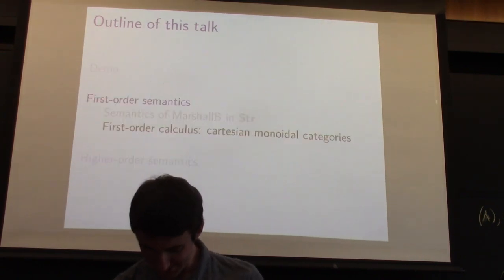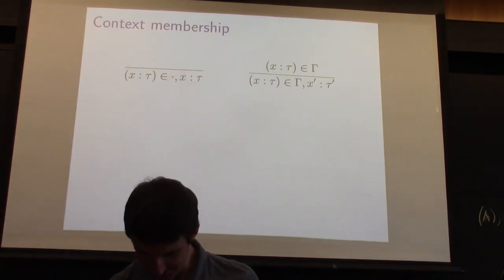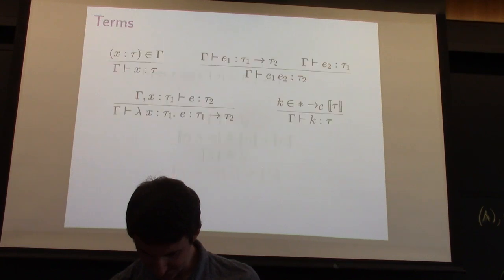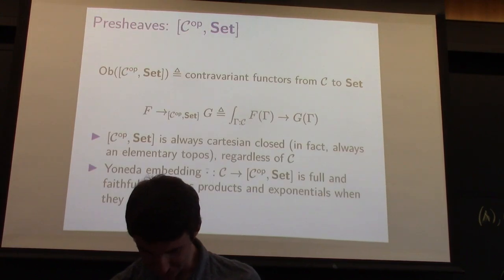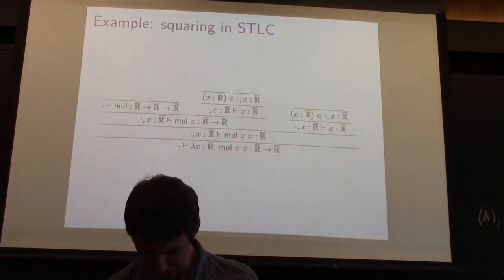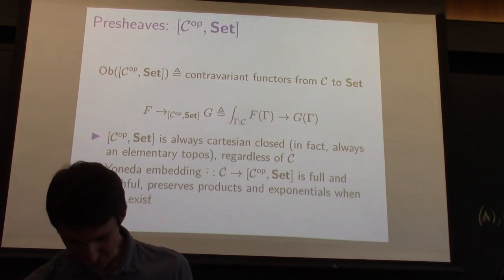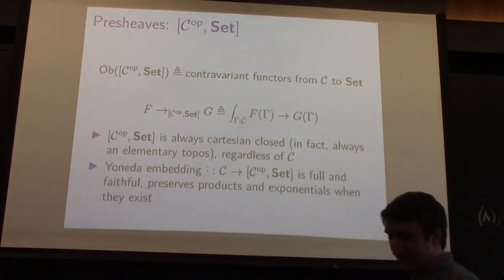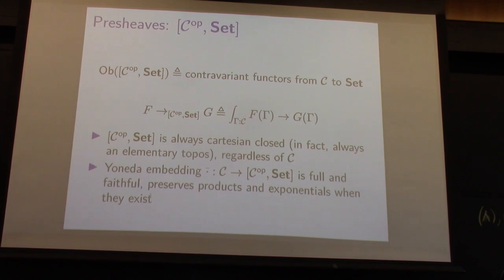Okay, so that's the first order stuff. Let's get to the higher order stuff. Basically what we're going to do is, neither of those categories that we just saw were Cartesian closed, so we'll just take presheaves over that category.